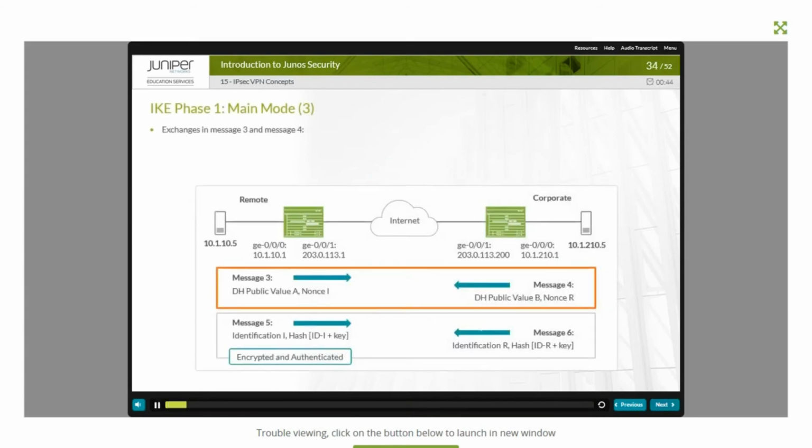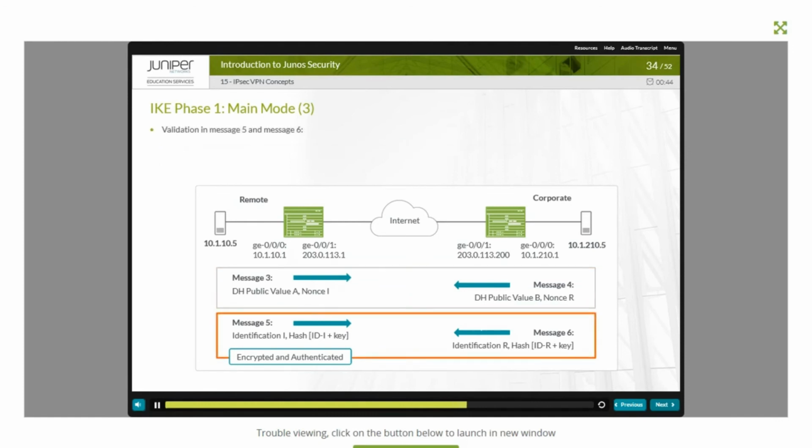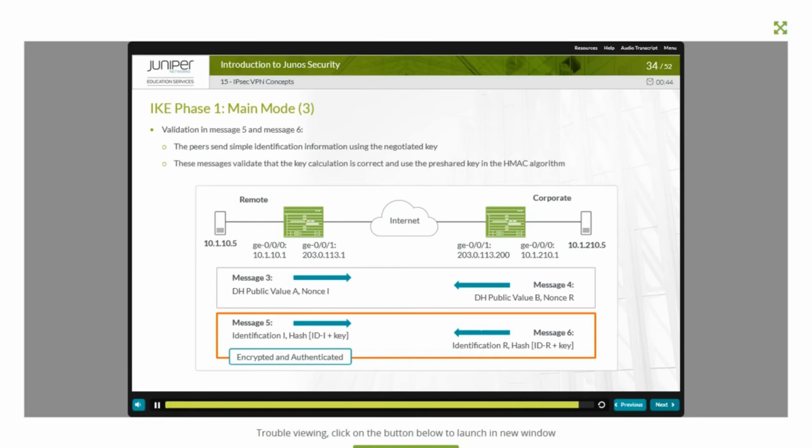In Message 3 and Message 4, the DH public values exchange to create a common session key. Nonces, which are essentially random numbers, also exchange at this time for use as seeds for keys generated later. After both sides exchange their DH public values, a shared secret key is created on each side, which is used to derive all other keys, including the encryption key for the rest of the IKE Phase 1 messages. In Message 5 and Message 6, the peers send simple identification information using the negotiated key. These messages validate that the key calculation is correct and use the pre-shared key in the HMAC algorithm.